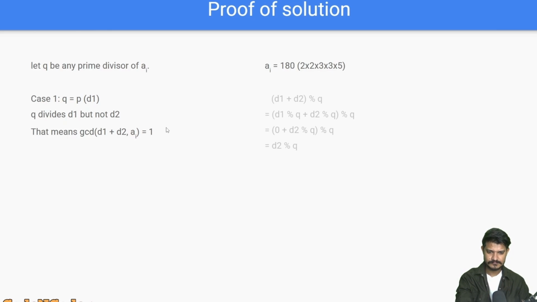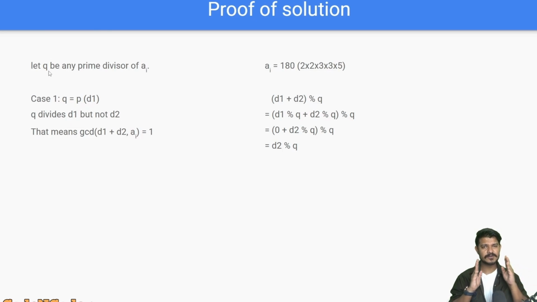Why? The reason is that we are trying to find even a single prime which is common between D1 plus D2 and Ai, right? And the first prime we picked is Q, and that is the first case where Q is equal to P, right? So Q clearly exists in A1. If we can prove that Q cannot divide D1 plus D2, then you can't find anything common between Ai and D1 plus D2. That means if you can't find anything common between these two, GCD is going to be 1, right?